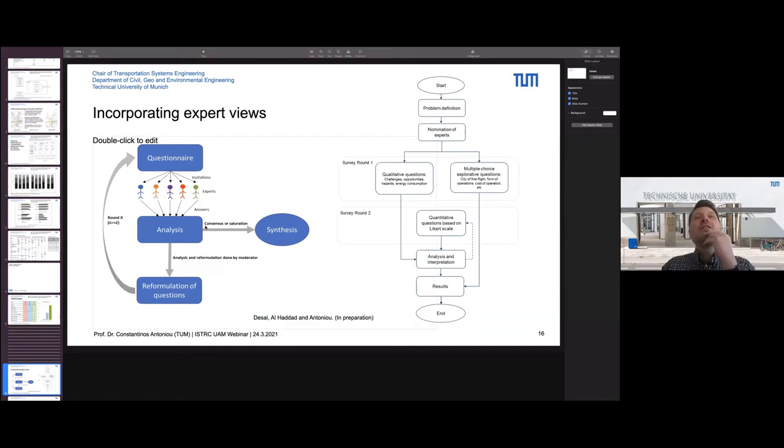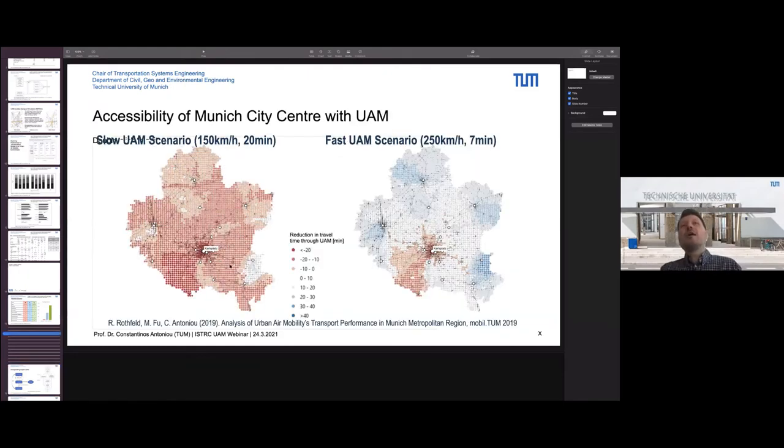the slow UAM scenario, then because Munich is very well connected, UAM does not offer benefits over the other modes of transport. Only if we have a very fast UAM scenario, where we have flights of 250 kilometers per hour and 7 minutes of access to the vertiport, then we have mostly a reduction of travel time for most of this. So this is very important, I think, to consider. It's a very good question.